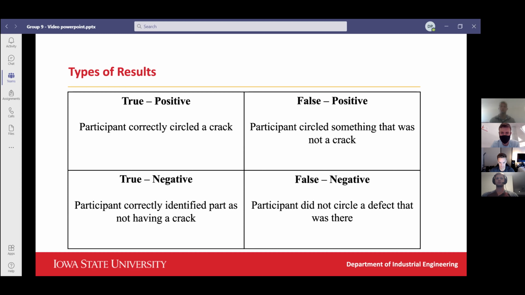So we were interested in finding the true positives, which is when a participant correctly circles a crack, false positives, when a participant incorrectly circles a crack, true negatives, when a participant did not identify a crack that was not present, and a false negative, when a participant circles a defect that was not there.